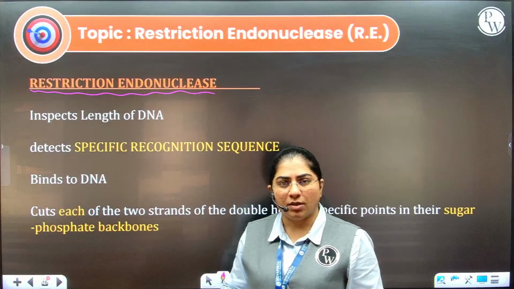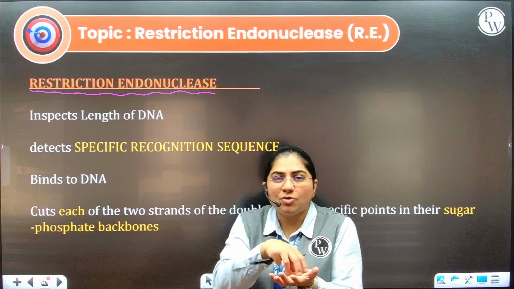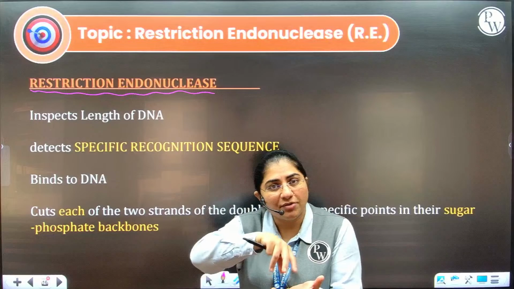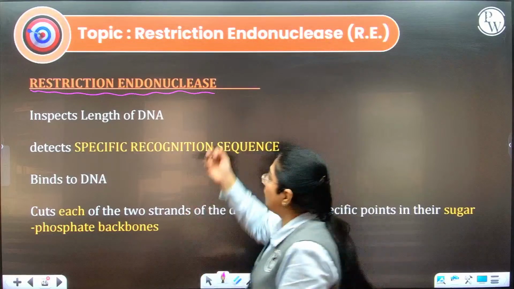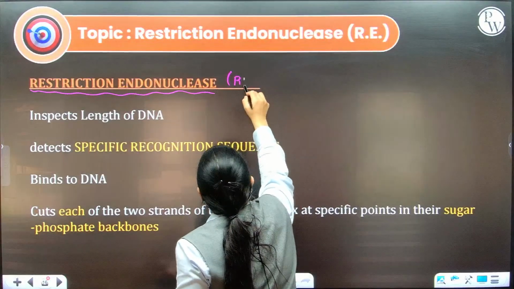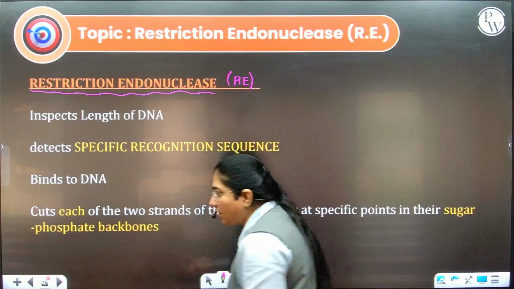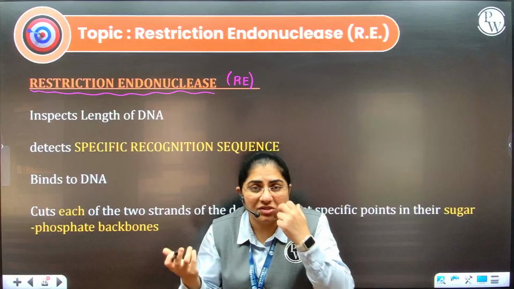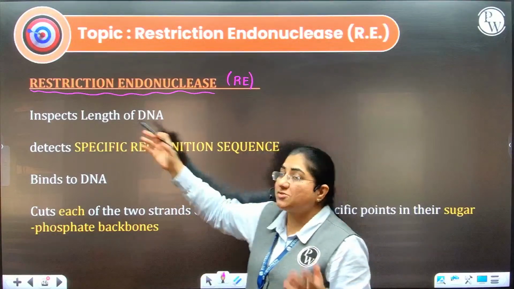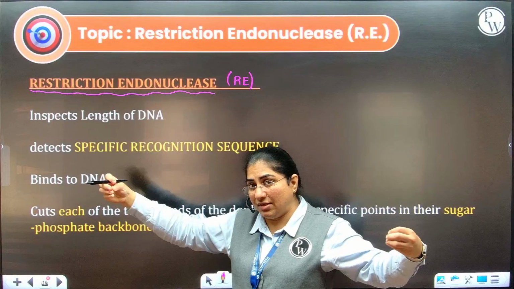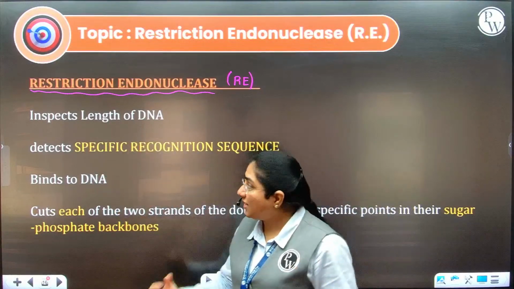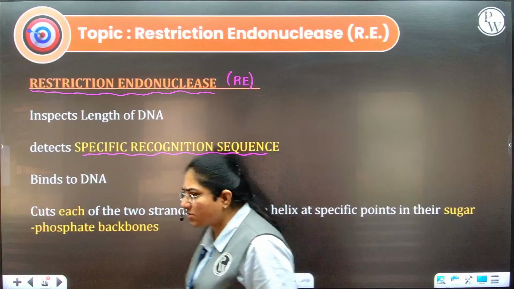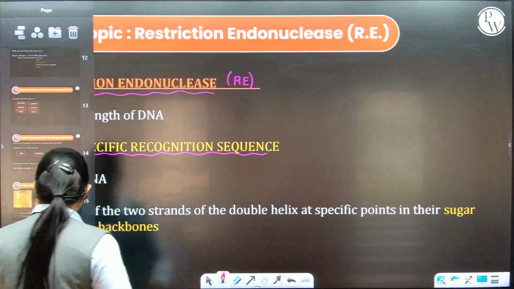How does this work? When we are putting the DNA, the pure form of DNA or the precipitated thread-like structures, on which we are going to add our RE, in short we write it as RE, we also call it a molecular scissor, and we are going to leave it. What will the RE or the restriction enzyme do? It will inspect the entire length of DNA. Once it inspects the entire length of DNA, it detects a specific recognition sequence. Now what are these recognition sequences?